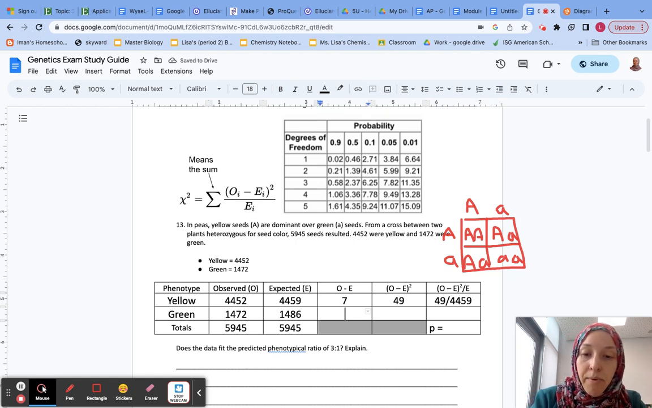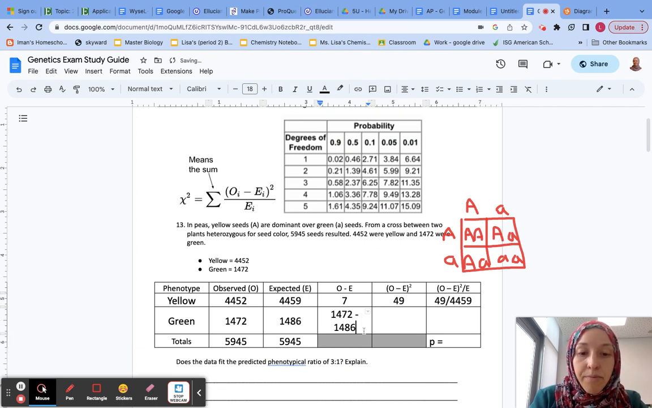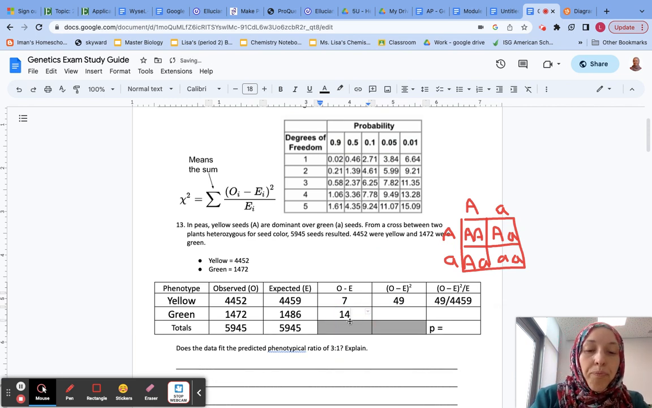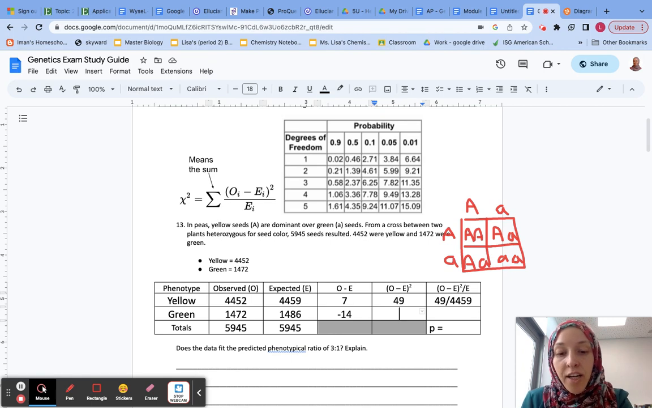Okay, observed minus expected, 1,472 minus what I expected, 1,486, which equals 14. It'd be negative 14, but it's okay if it's negative or positive. I think it was negative. Sorry, I did that quickly. But now I'll do 14 squared. The negative will go away anyway. 14 times 14 is 196. 196 divided by my expected, 1,486. Okay, let me plug these values into my calculator.